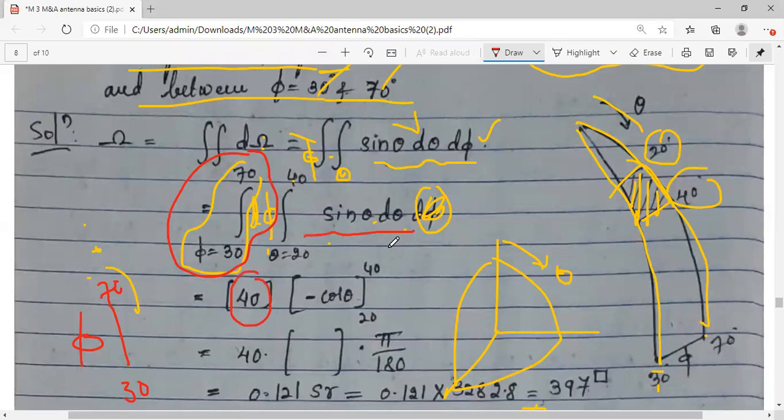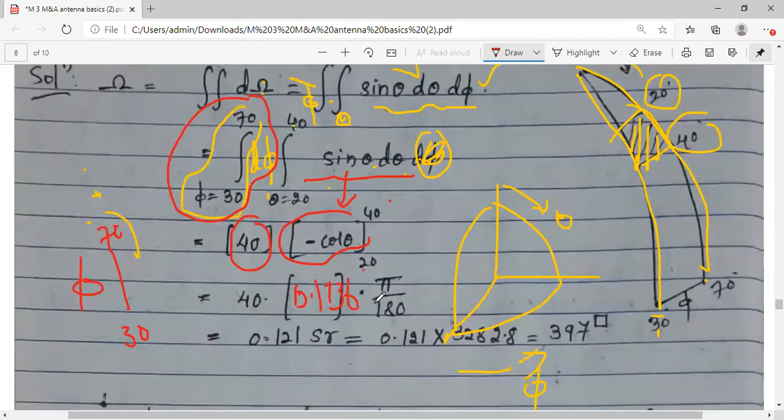What is the integration of sine? Sine answer comes when it is minus cos. If we take only cos, then minus sine will be the answer. So I want sine, positive sign. Many of you have got the answer. So minus cos is the integration for sine. Putting the values 20 and 40, what is the answer you got? 0.1736. Okay, Humera has answered 0.1736.